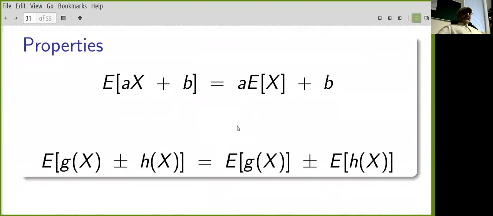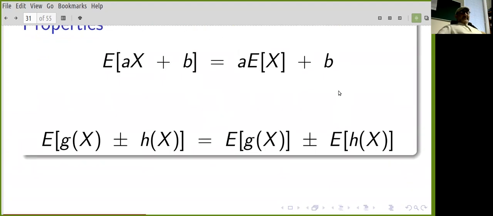So once again, if you know the expectation of x, then the expectation of ax plus b is a times the expectation of x plus b, provided that x has a finite expectation, and not all random variables will have that. And if you have functions of x, g of x and h of x, then the expectation of g of x plus or minus h of x is the expectation of g of x plus or minus the expectation of h of x. And once again, you should be able to prove this from the properties of sums or integrals.